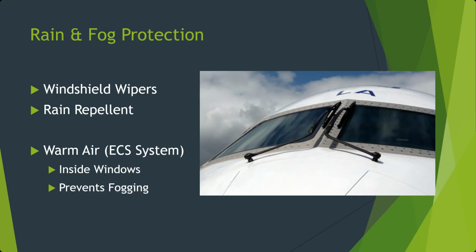Usually aircraft have one or the other. If you have a rain repellent system, oftentimes the reservoir is somewhere in the flight deck where the crew can actually refill it during flight for longer flights if need be. And then inside, to prevent fogging, I talked about how we take warm air from the ECS system, and we have vents right along the inside of the window to prevent fogging from things like moisture from exhalation. So altogether, that provides enough visibility for takeoff, landing, and taxi phases of flight.